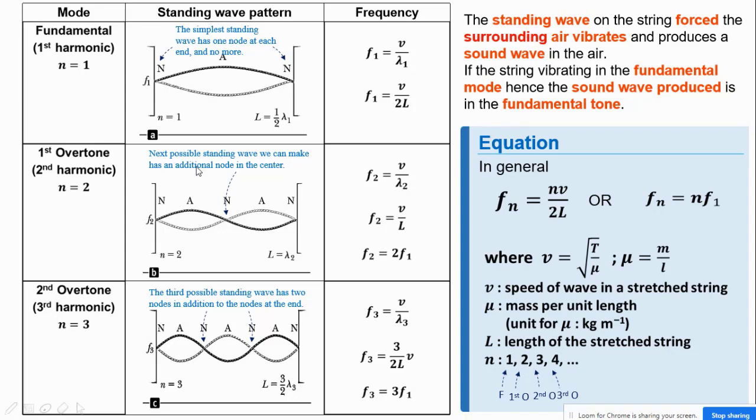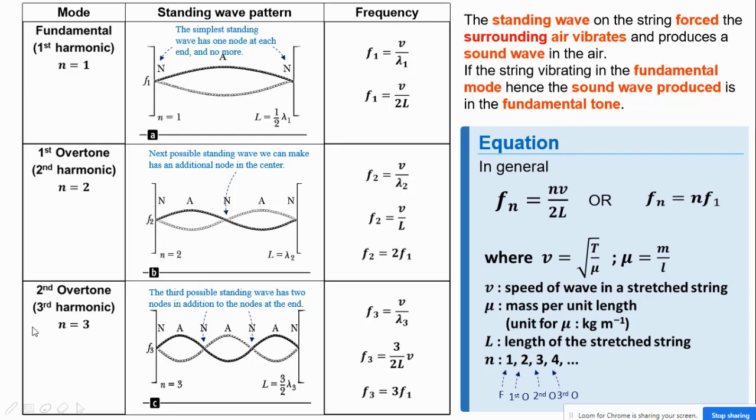For the first overtone, which is the second harmonic, n equal to 2, the next possible standing wave we can make has an additional node in the center. So we can add another node in the center. In total, we have 3 nodes. And the total length of the string is equal to 1 lambda. So we can write L equal to lambda 2. From the formula of frequency, f2 equal to v over lambda 2, we can replace lambda 2 equal to L to get the formula f2 equal to v over L. And after we compare formula f2 and f1, we have the relation f2 equal to 2 times f1.